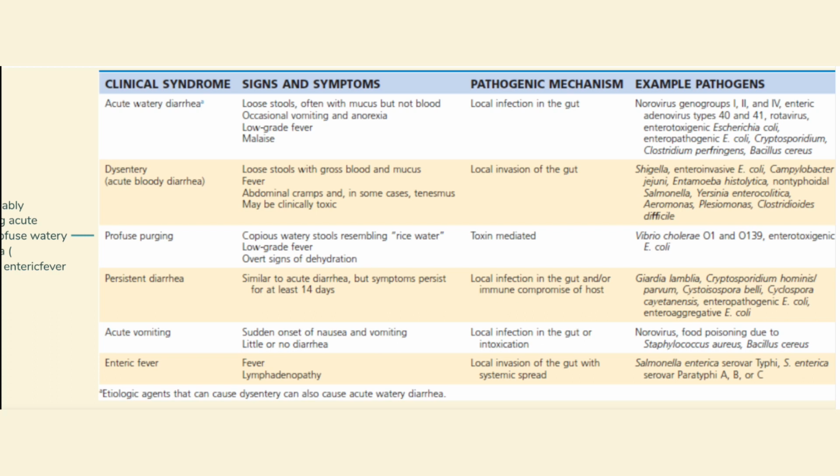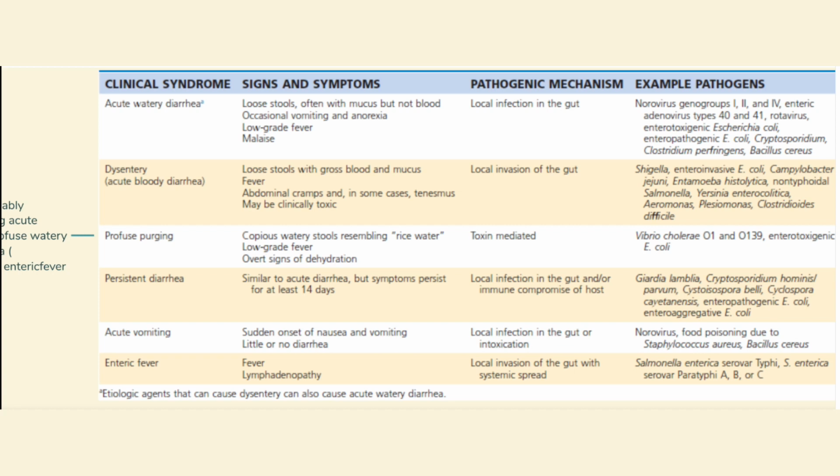We can have persistent diarrhea. It's the same as acute diarrhea, but for 14 days. It has local infection and with immune compromise of the host. It's because of E. coli or parasites like Giardia, Cryptosporidium, and Mycobacterium avium complex.